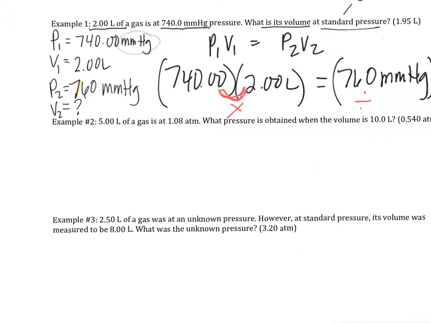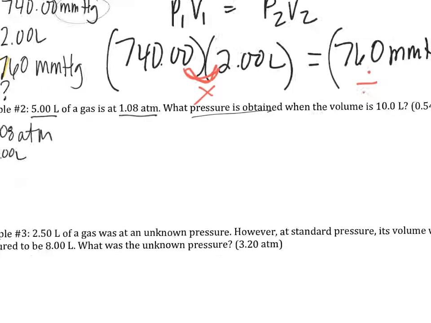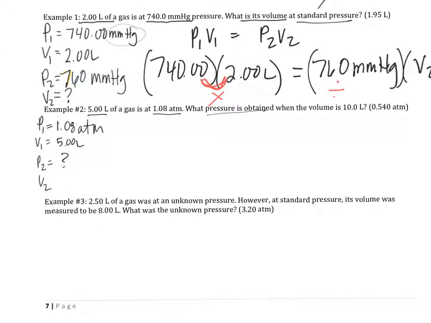Example 2. Again, I expect you to be writing all of your variables along the left-hand side. Pressure 1, volume 1, pressure 2, volume 2, and let's plug this stuff in. So I have this volume. I know it's volume because it's liters, so 5.00 liters of a gas at 1.088 ATM. It asks for what pressure is obtained, so that's my unknown. That's what I'm looking for when the volume is adjusted to 10.0 liters.